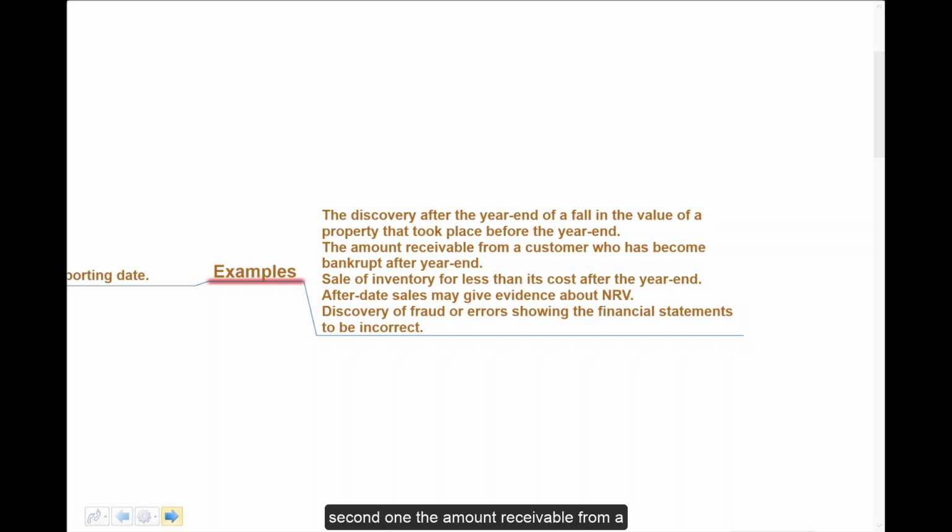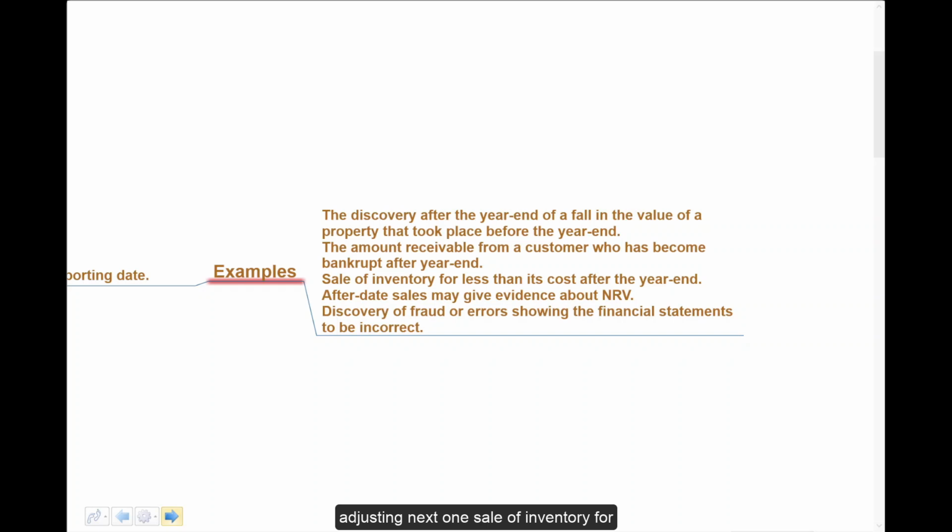Second one: the amount receivable from a customer who has become bankrupt after the year end. If there's an amount receivable in our financial statements, clearly that's a balance due as at the reporting date, as at the year end. Now, that company or individual has become bankrupt. That's certainly an event. It seems material, and that condition existed because that balance was included within our accounts receivable listing. So absolutely, that's got to be adjusting.